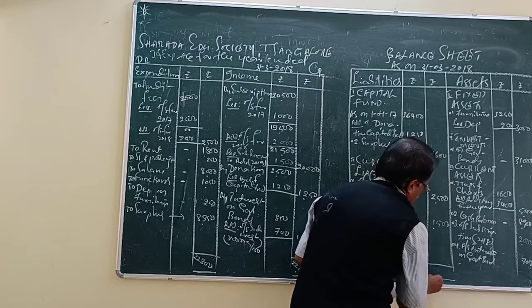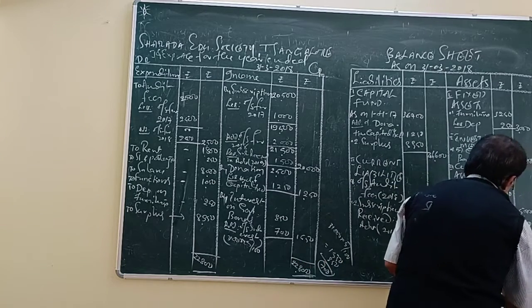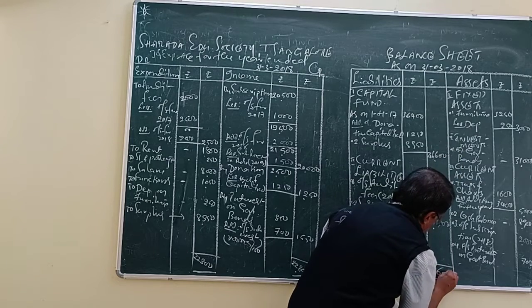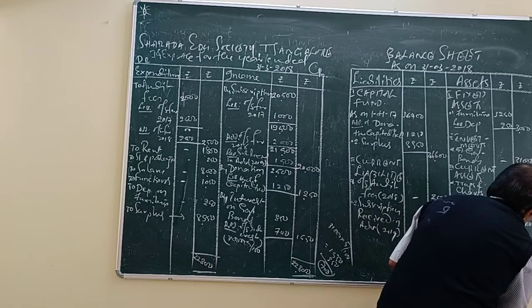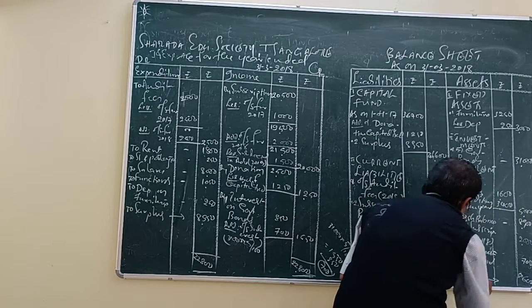Now we have to make the total of the balance sheet. Total of the balance sheet is 50,600. After that, we have to use the word total.